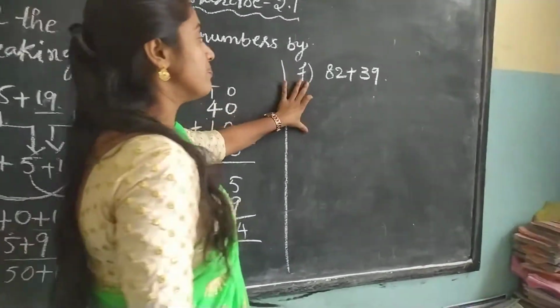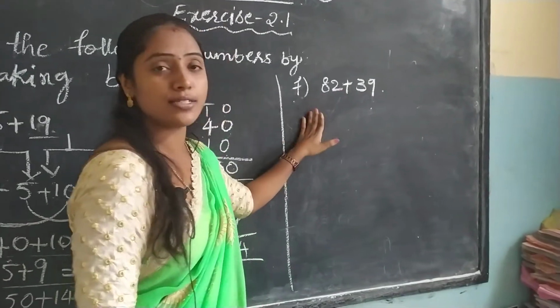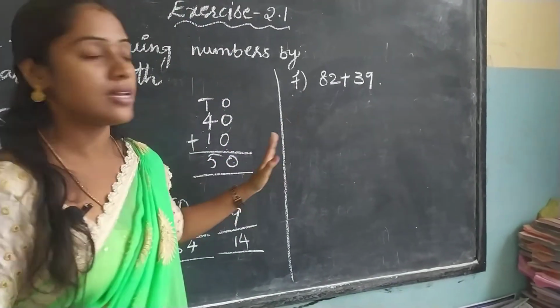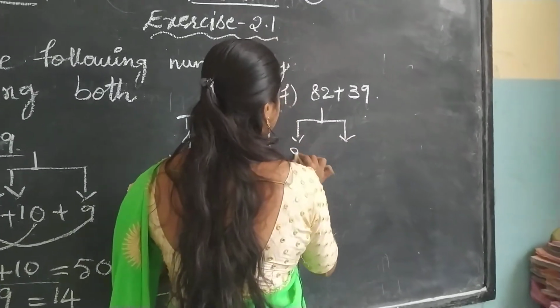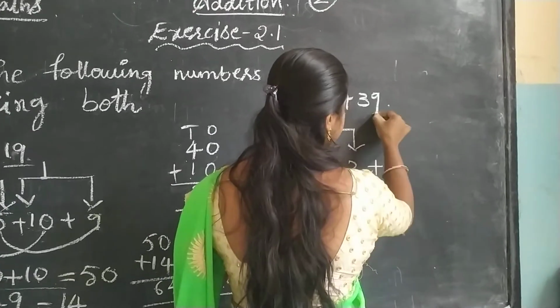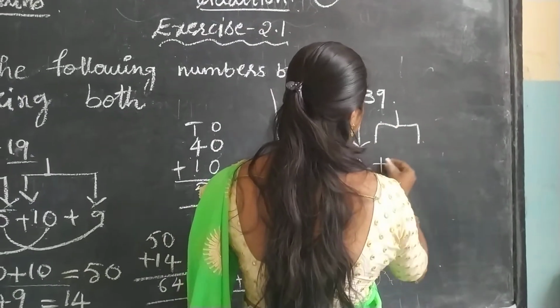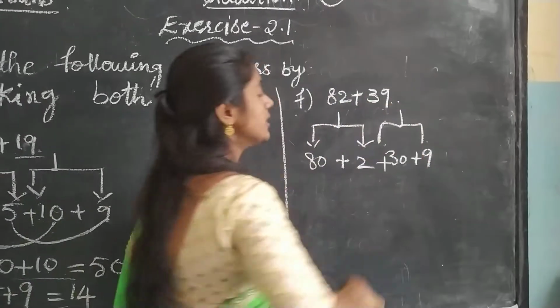Next F1. So question is F1 ma 82 plus 39. In this also you have to break these two numbers. So 82. How to break 82? So 80 plus 2 is equal to 82. Next 39. 39 means 30 plus 9 is equal to 39.